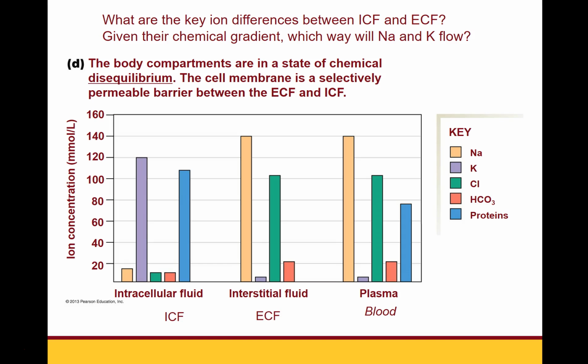Okay. This is a nice example here. We have our different ions balanced on this graph, with ion concentration on this side, comparing intracellular, extracellular, and blood plasma. I want you to focus on sodium and potassium right now. You can see that we maintain in our bodies a constant disequilibrium, right? Inside the cells we always have more potassium, and outside the cells we have more sodium.